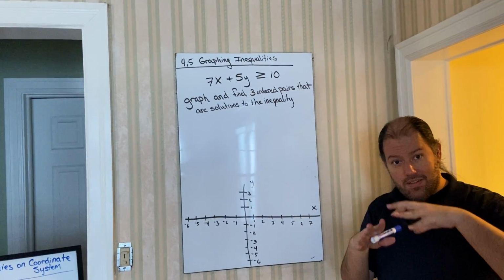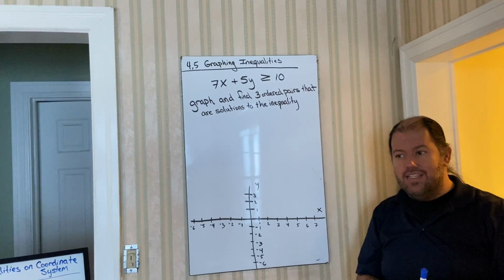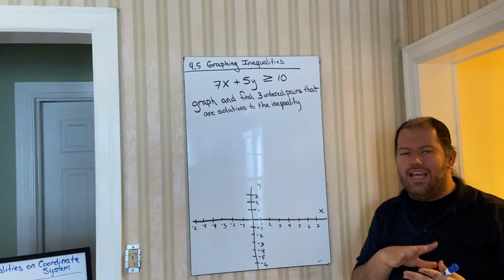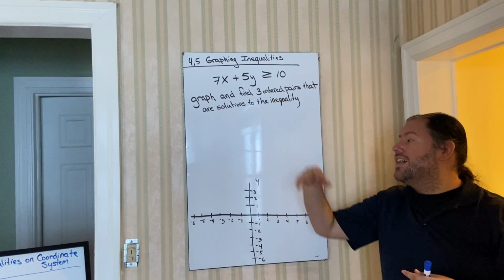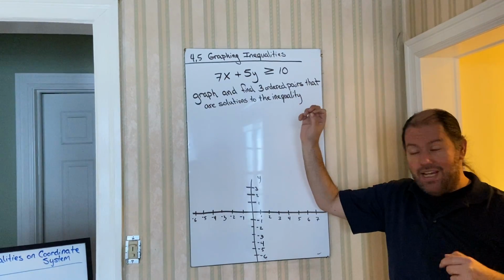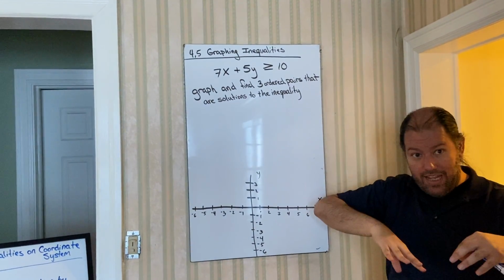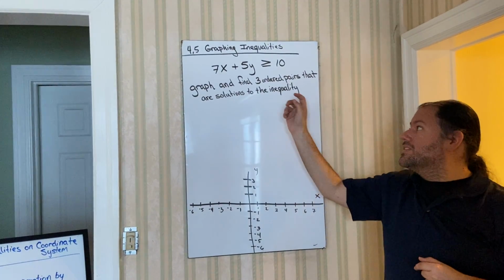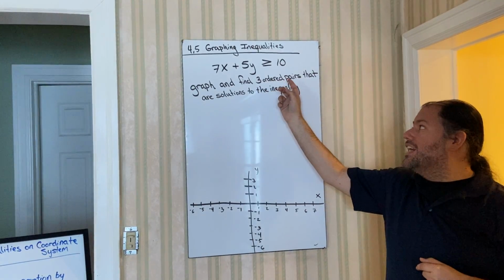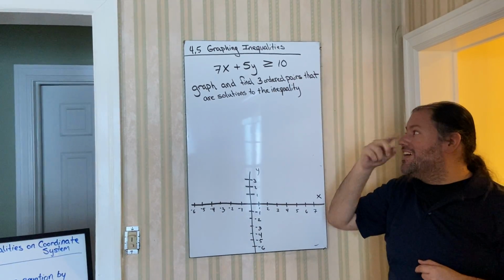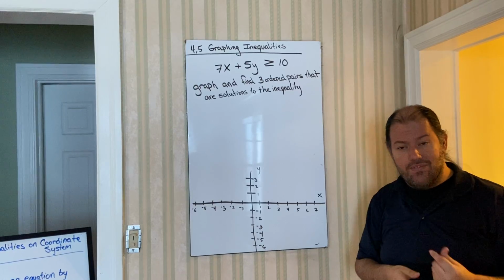There's another piece to this. Some of the questions in ALEKS are going to ask you not only to graph, which we already talked about, how to graph, where you graph and then you shade, but this one goes a step further and asks you to find 3 ordered pairs that would be solutions.